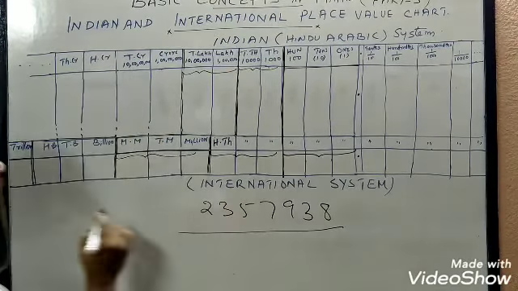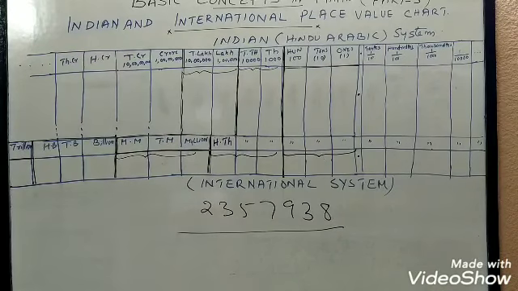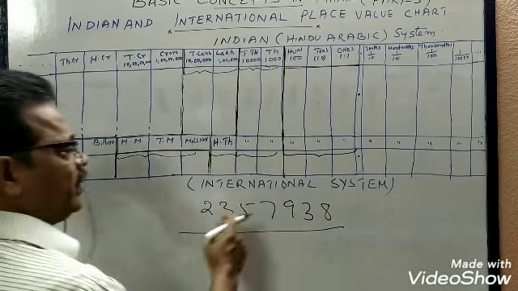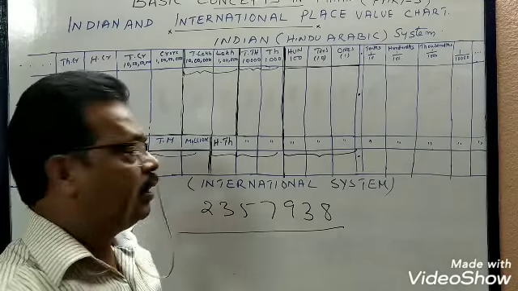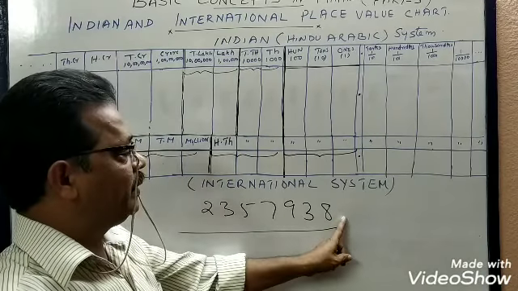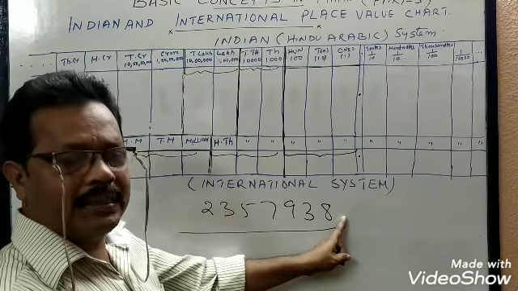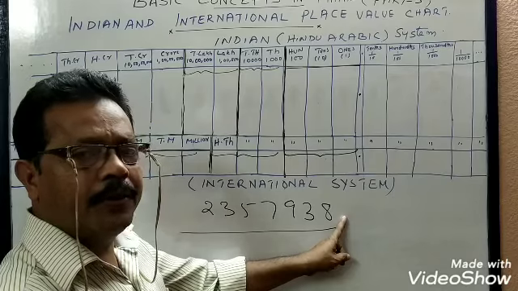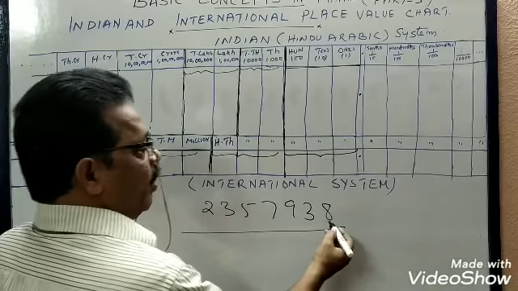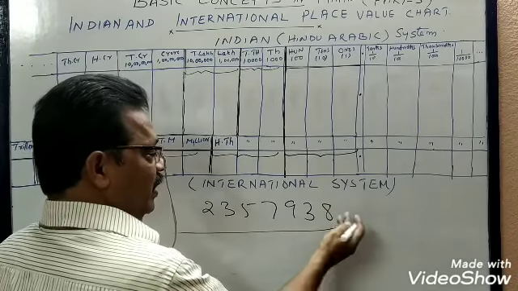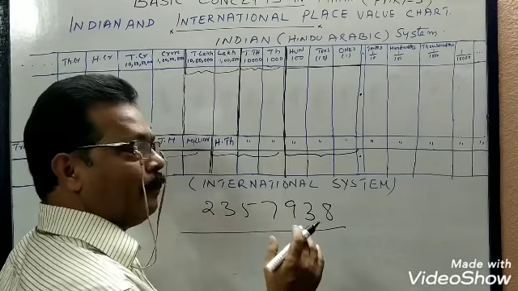How to name this number in both the systems? First of all, let us name this number in the Indian system of numeration. What we have to do? First, we have to group these numbers according to the period.